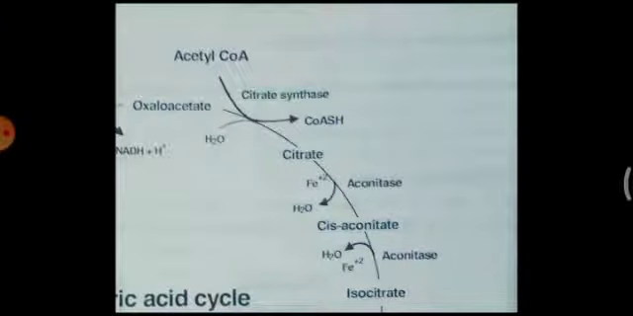This is the first step: oxaloacetate, which is present in the mitochondrial matrix, is going to combine with acetyl CoA obtained from carbohydrates, proteins, and lipids.